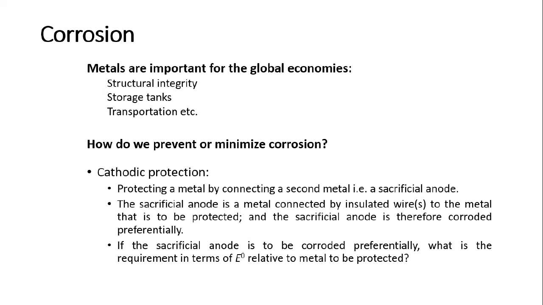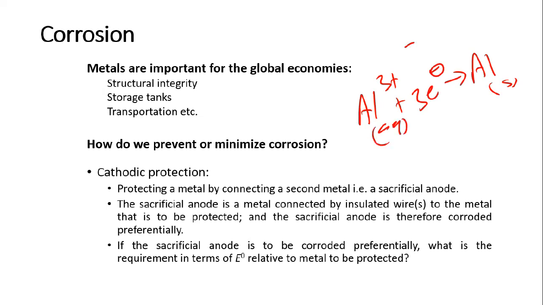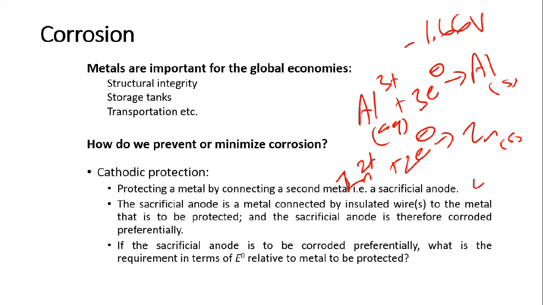If you have two metals, for example, let's say aluminum, aluminum 3 plus. All right, we know that the reduction potential of aluminum 3 plus is something like about minus 1.66 volts. However, for zinc 2 plus, the reduction potential is something like about minus 0.76 volts.